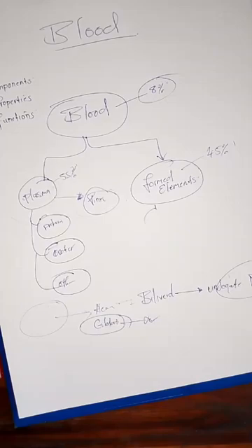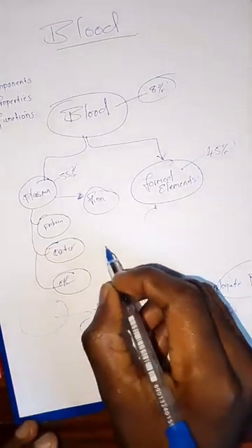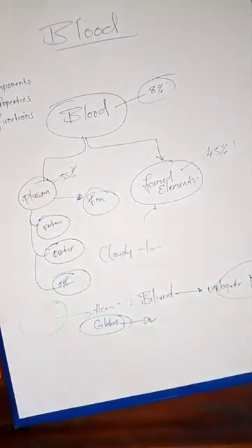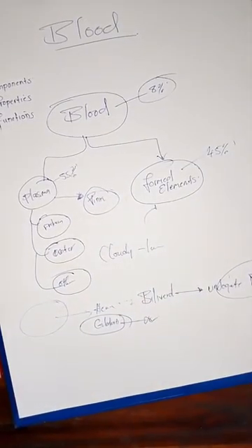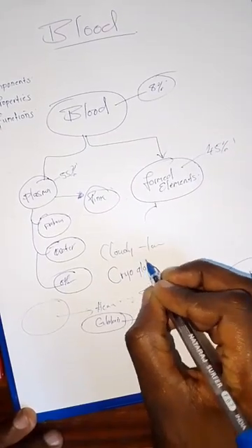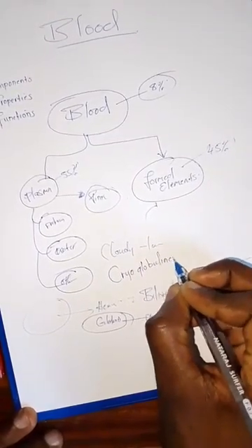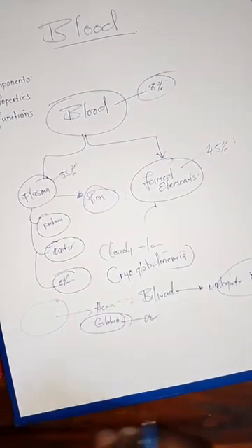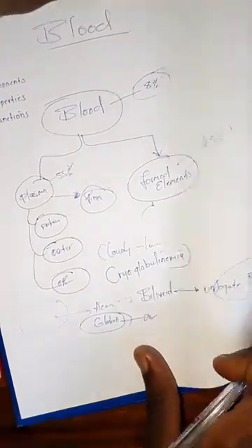Then in a condition where the blood plasma presents itself in a cloud-like color, it is due to the accumulation of certain proteins, or due to the condition known as cryoglobulinemia. So apart from that, we now get to go on to the components of blood.